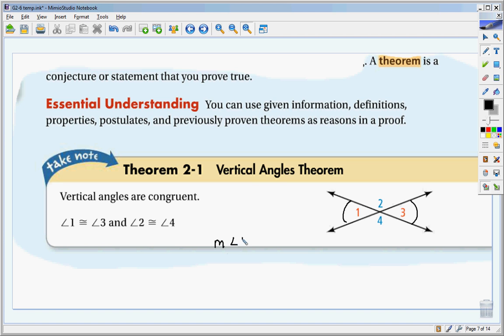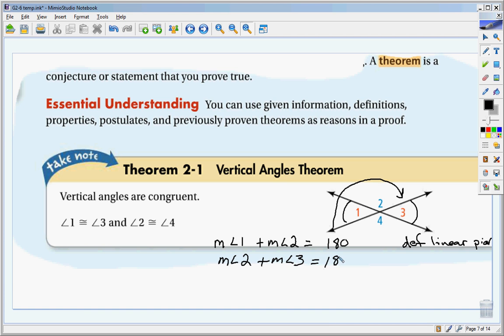Can anybody tell me what the measure of angle 1 plus the measure of angle 2 would have to be equal to, and why? Angle 1 and angle 2 have to be equal to what? 180. And I know that that is the definition of a linear pair. Likewise, I could say that the measure of angle 2 plus the measure of angle 3 was equal to 180 degrees. It just forms a different line.